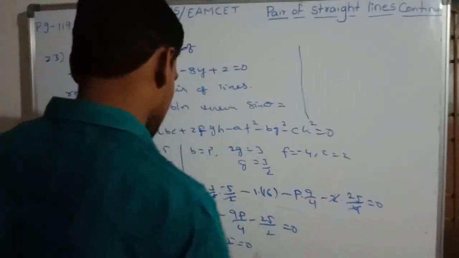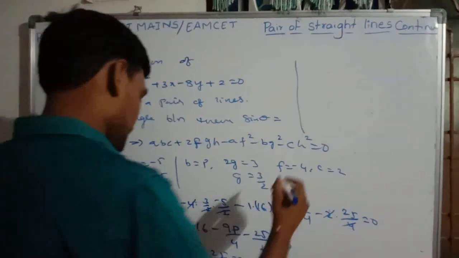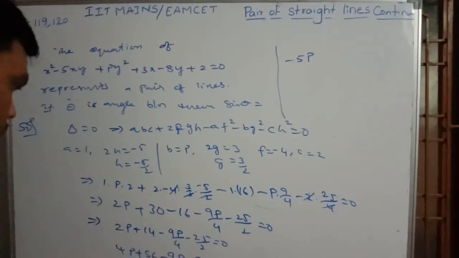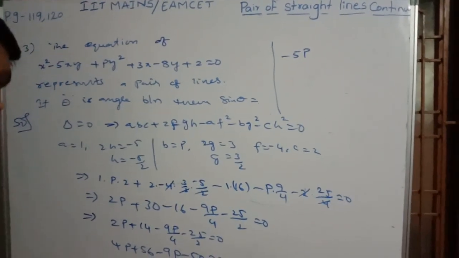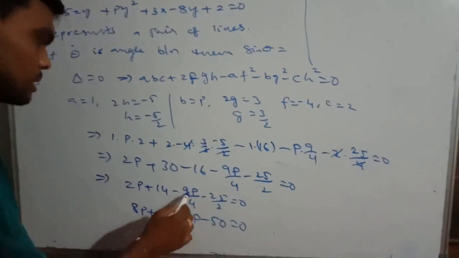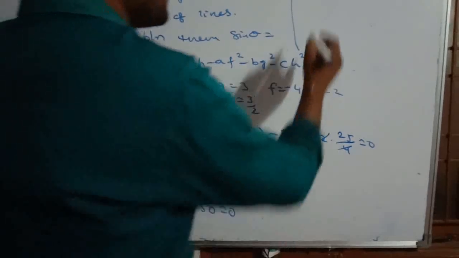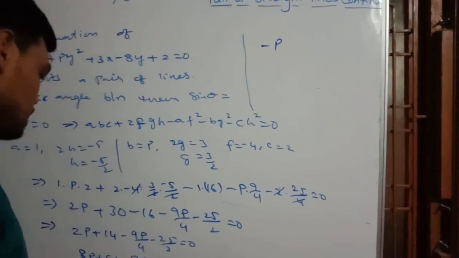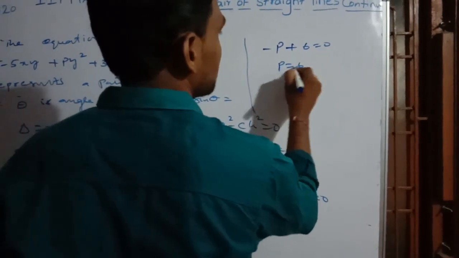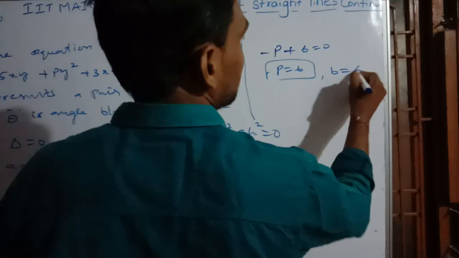So 8p plus 56 minus 9p minus 50 is equal to 0. 8p minus 9p is minus p, and 56 minus 50 is 6, so minus p plus 6 is equal to 0, and this is p is equal to 6. That means here p is equal to 6.